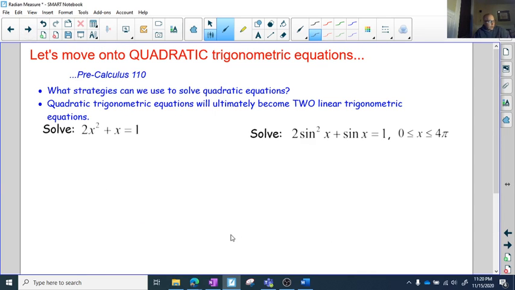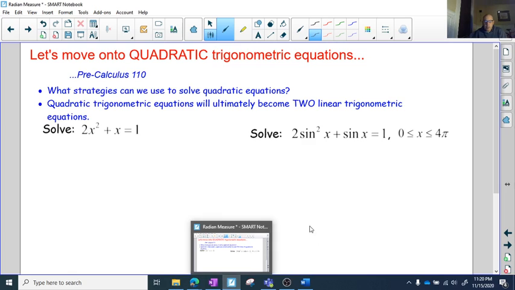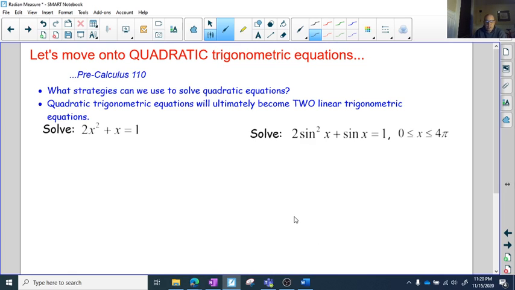All right, so now hopefully you have a grasp of what we've been discussing, and we're going to move on to solving quadratic trigonometric equations. The good news is essentially it's the exact same thing, except we will turn quadratics into two linears. For example, we've already done a unit on quadratics. Suppose you had this quadratic from back in our unit on quadratics and you wanted to solve.